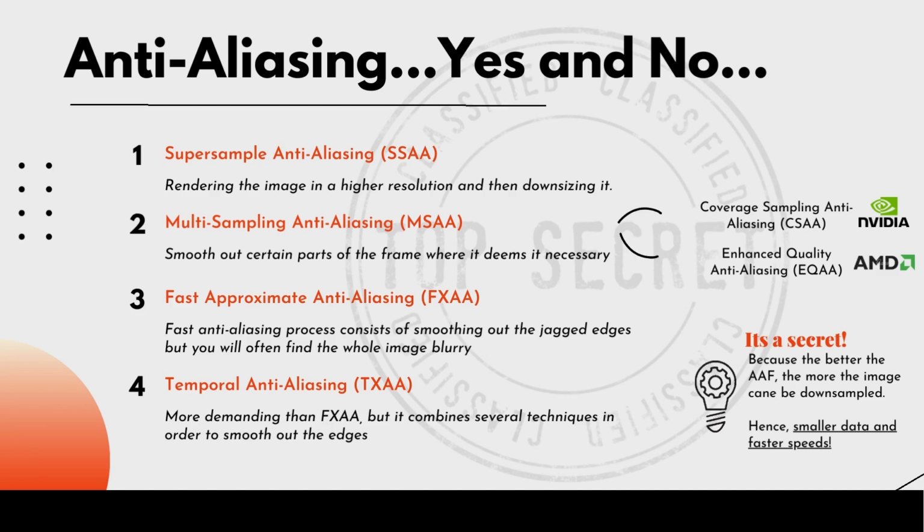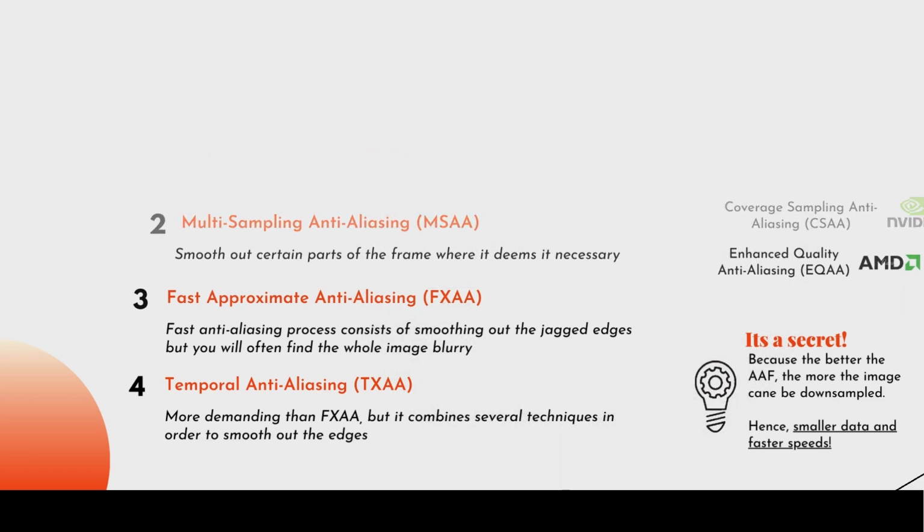2. Fast approximate anti-aliasing. FXA quickly smooths out jagged edges, but can make the entire image slightly blurry. 3. Temporal anti-aliasing. TXA combines several techniques for better smoothing, but is more demanding on resources. 4. Coverage sampling anti-aliasing, CSAA, and enhanced quality anti-aliasing, EQA. These methods offer advanced options for balancing performance and quality.